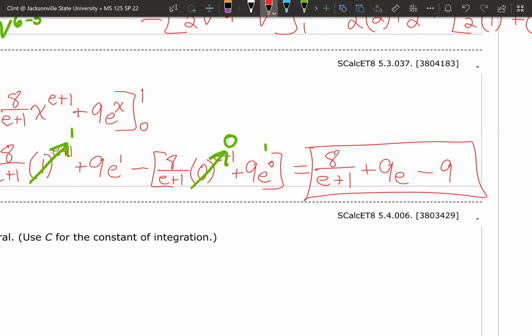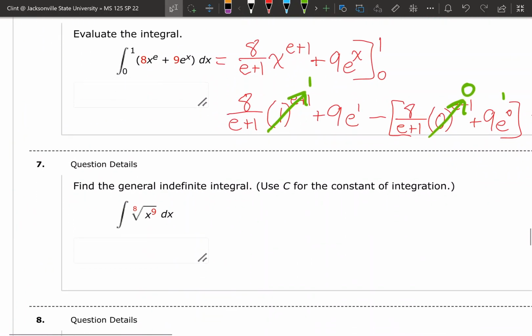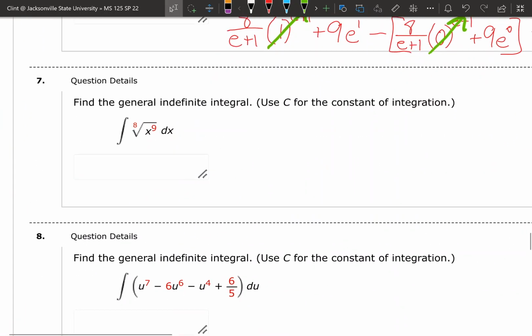Kind of messy looking. I might not give you one that's that messy, but it's not too bad. Okay. All right. That's probably the weirdest one we got.